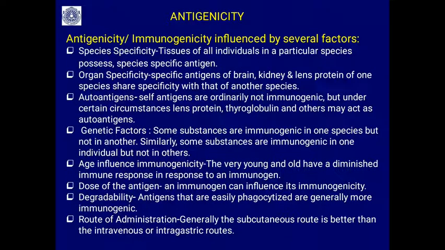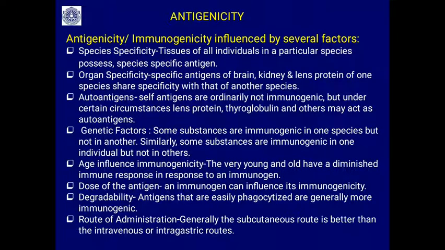Species specificity: tissues of all individuals in a particular species possess species specific antigens. That is why organ or tissue transplantation is very difficult, because the tissues have their own tissue specific antigens. Similarly, organs also have organ specific antigens: brain, kidney, lens proteins all have their own organ specific antigens. That is why transplantation is not easy.